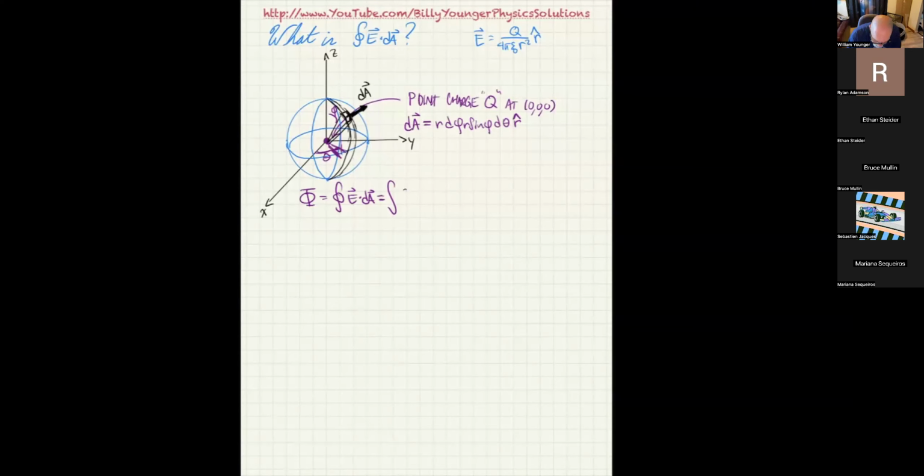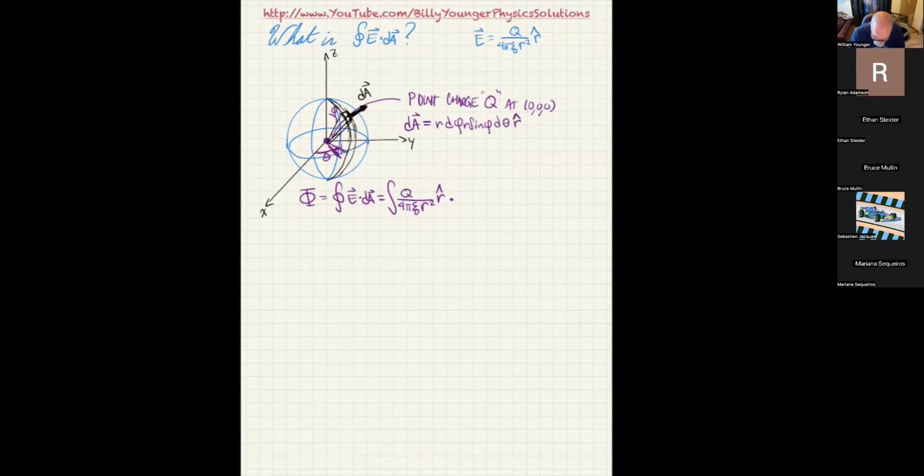So in this case, it's going to be Q over 4 pi epsilon naught r squared. And since the Q is at the origin, the spherical coordinate r is exactly the distance between the point P and the charge Q.